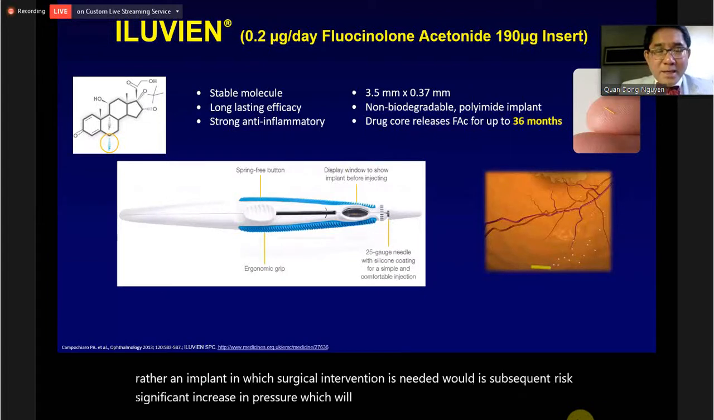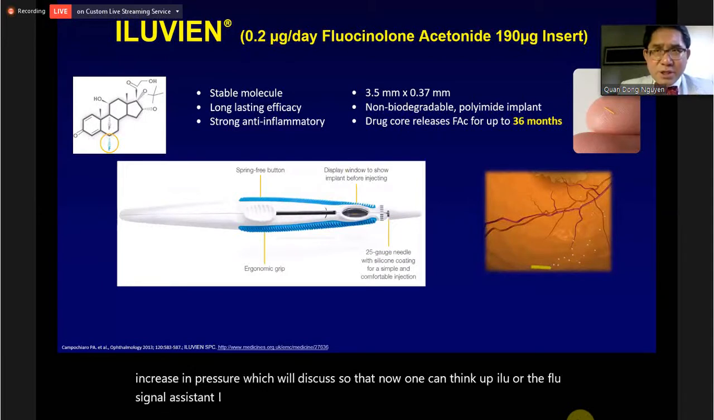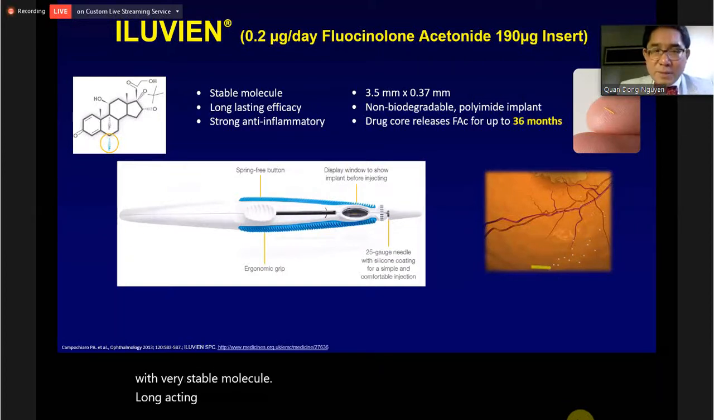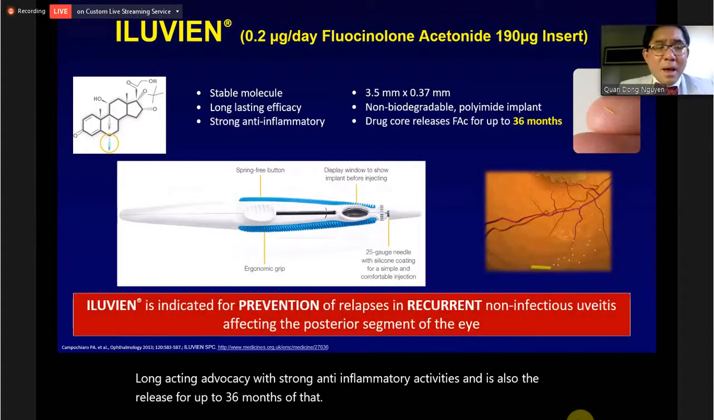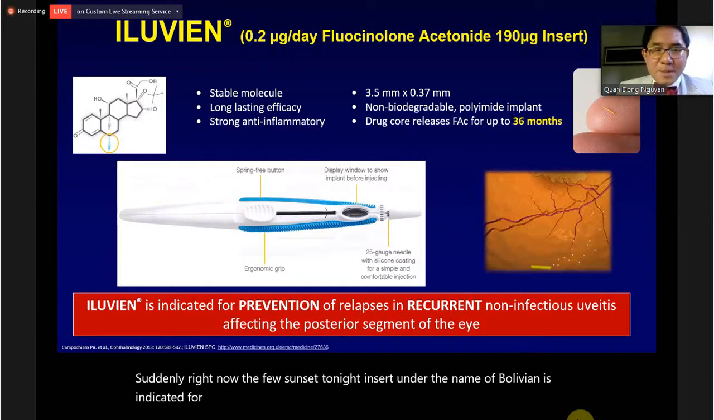So now one can think of Iluvien, or the fluocinolone acetonide insert, as the newest generation of steroid device that can deliver a very stable molecule, long-acting efficacy with strong anti-inflammatory activities, and release for up to 36 months. Certainly right now, the fluocinolone acetonide insert under the name of Iluvien is indicated for the prevention of relapses in recurrent non-infectious uveitis affecting the posterior segment of the eye, including uveitic macular edema.